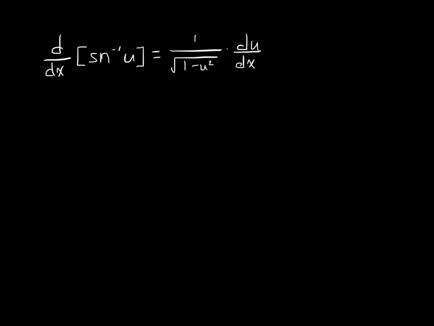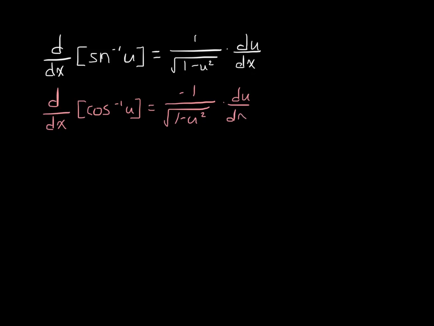Now we can find the derivatives of the other 5 trig functions similarly, but for the sake of time, I'm going to give them all to you right here. So the derivative of inverse cos is very much like the derivative of inverse sine, but just negated.